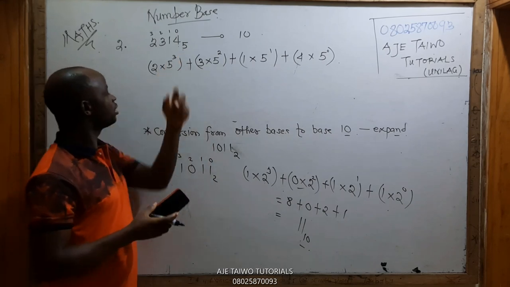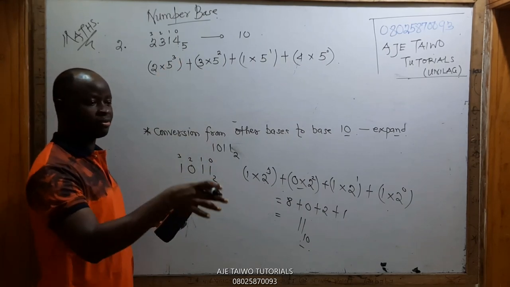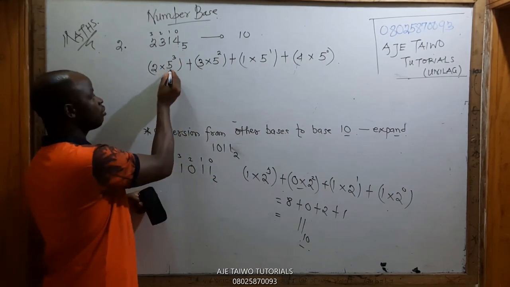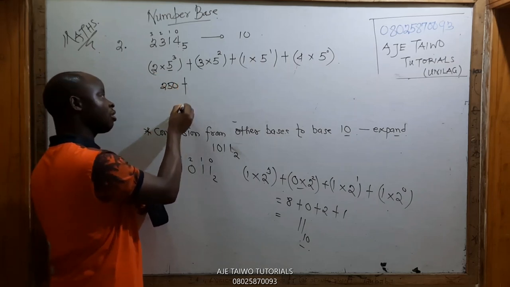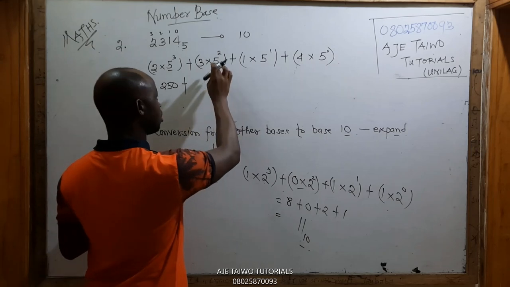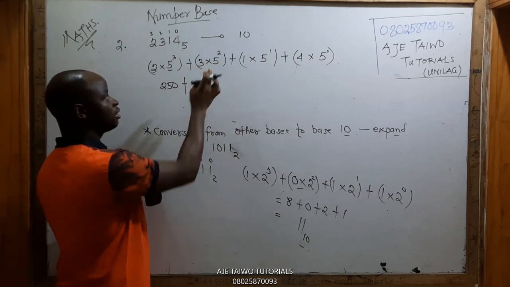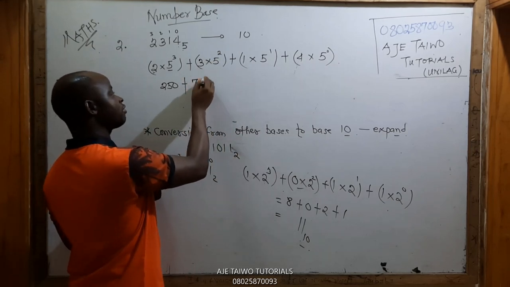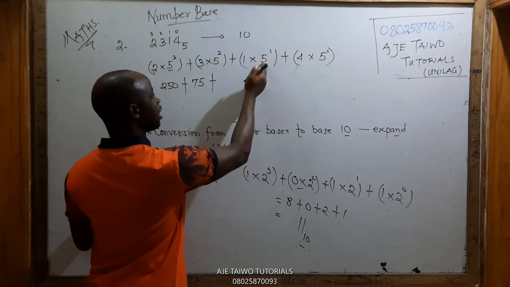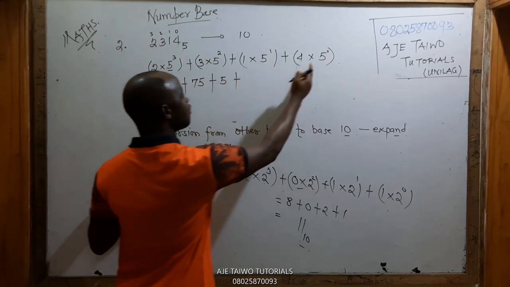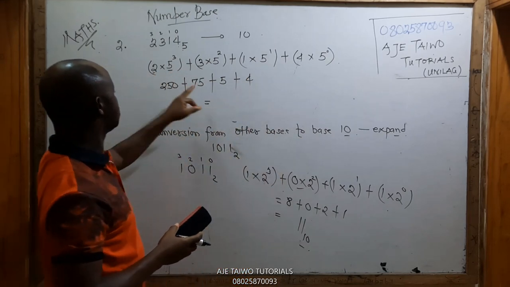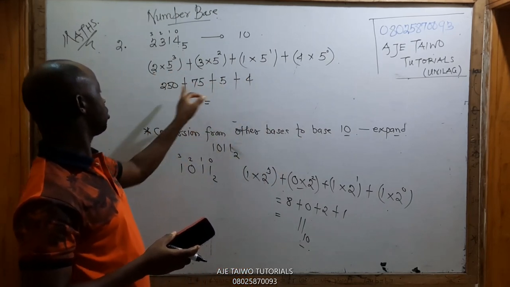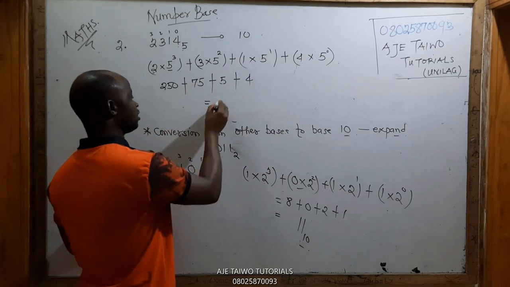5 raised to the power of 3 is what? 5 times 5 times 5. That's 125. 125 times 2 is what? 250, if I'm not mistaken. You can always check to be sure it's correct. 5 squared is 25, times 3, that'll be 75. Okay, I think I'm correct. This is 5 times 1, that's 5. 5 raised to the power 0 is 1, times 4, that's 4. So you have 75 plus 5 plus 4, this is 84. 84 plus 250 is 334.